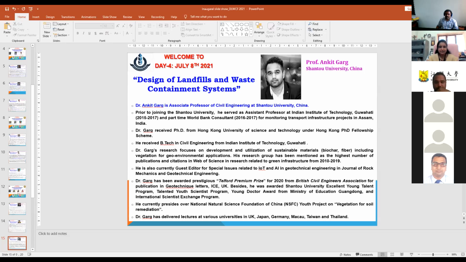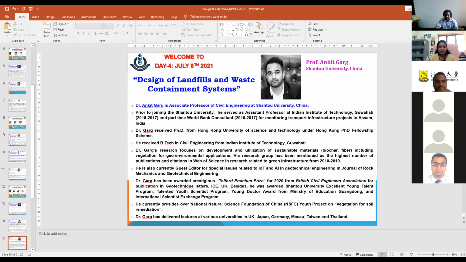Dr. Garg's research focus is on the development and utilization of sustainable materials like biochar and fiber, and also includes vegetation for geo-environmental applications. His research group has been mentioned as having the highest number of publications and citations in Web of Science in research related to green infrastructure from 2010 to 2019. He is also currently guest editor for the special issue on Internet of Things and Artificial Intelligence in Geotechnical Engineering in the Journal of Rock Mechanics and Geotechnical Engineering.